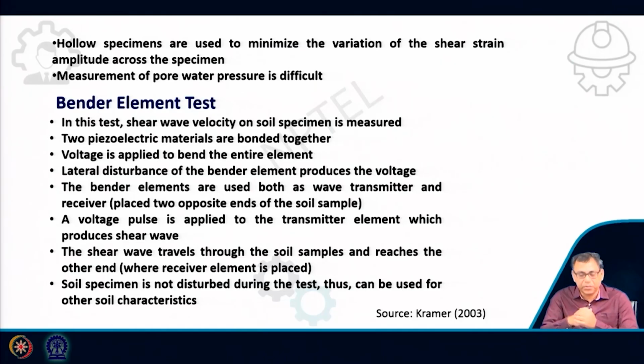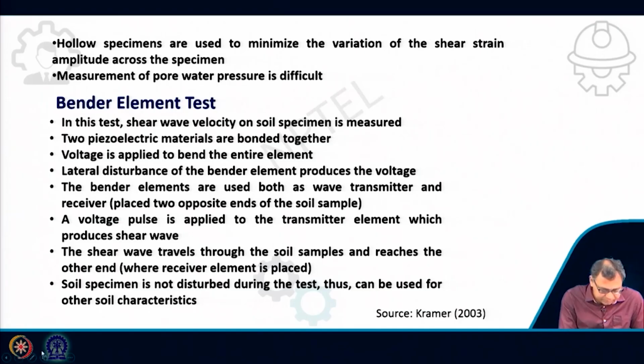The measurement of pore water pressure is difficult in this test. Okay. The next test is the Bender element test. So what is the Bender element test? In the Bender element test, the shear wave velocity of the soil is measured. Two piezoelectric materials are bonded together.